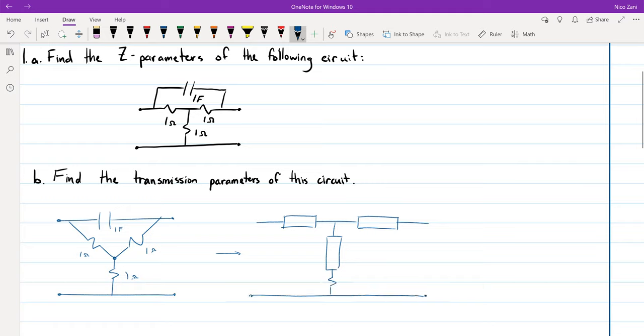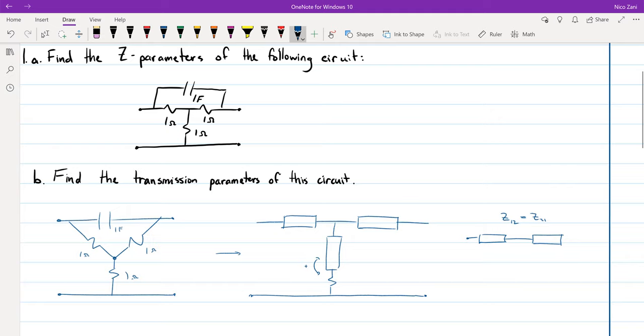One, because we can simply add these two together. And two, because this is actually the form that a Z parameter network takes when Z12 equals Z21. And the general form of that looks something like this. If you guys have forgotten, I will put it up here. Or actually, not even if Z12 is equal to Z21.